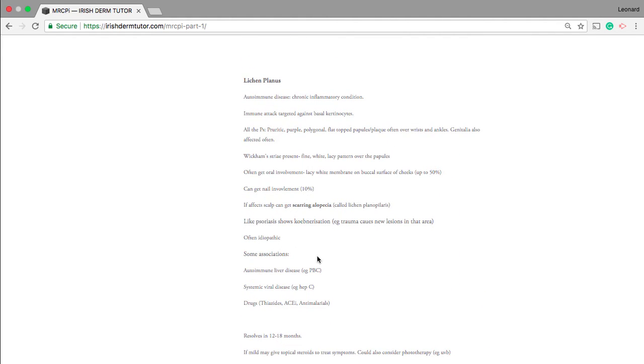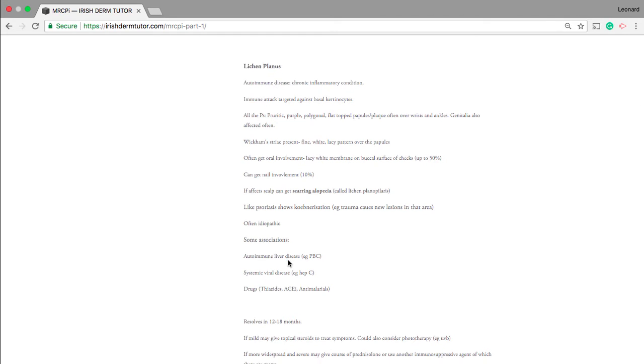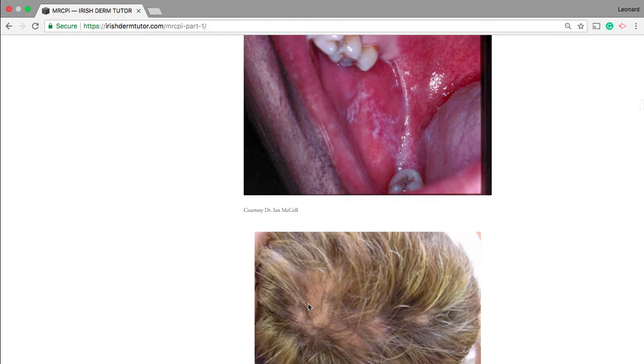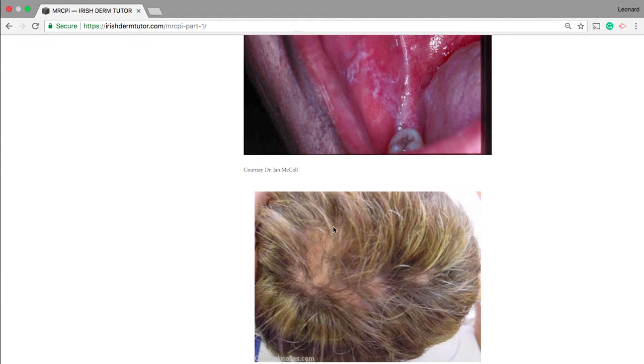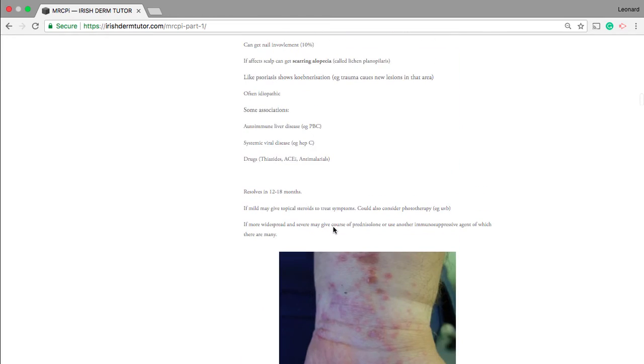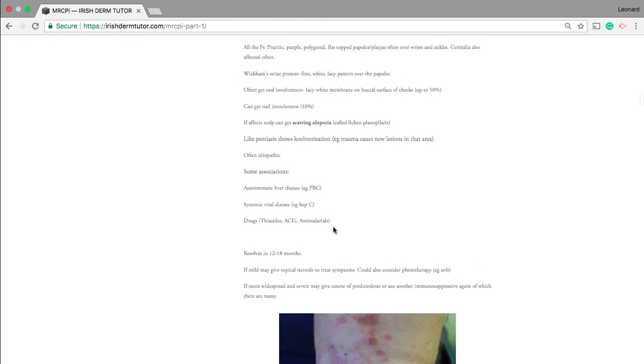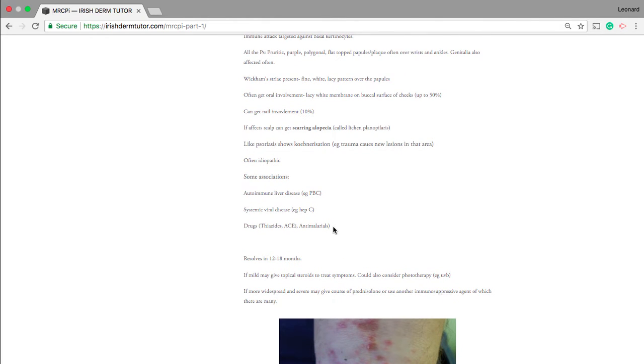If it affects the scalp, you can get a scarring alopecia, so the hair will not grow back, and this type of lichen planus is called lichen planopilaris. It also, like psoriasis, shows Koebnerization, which basically means trauma causes new lesions in that area. So something as simple as scratching the area can cause new lesions.